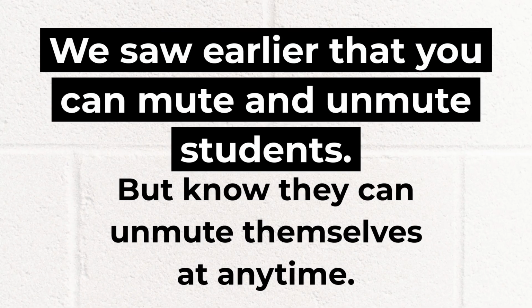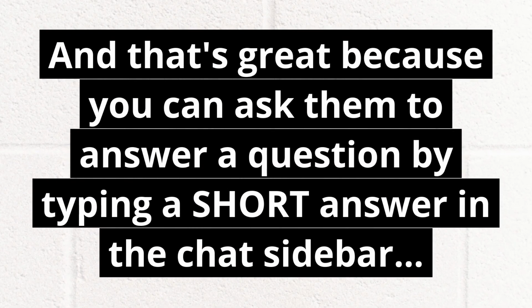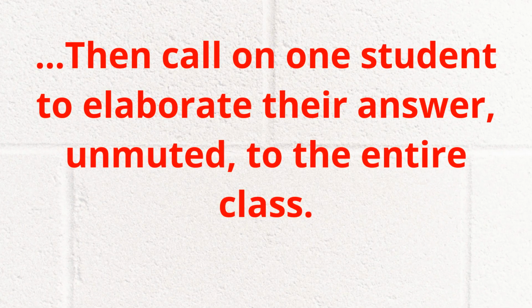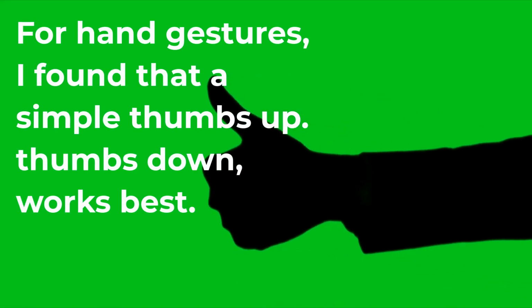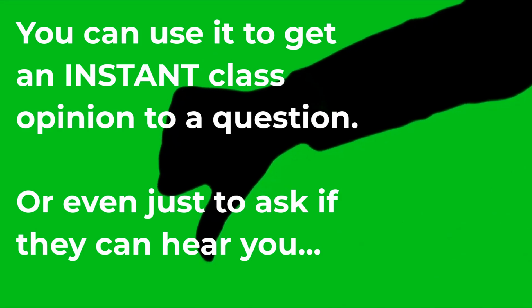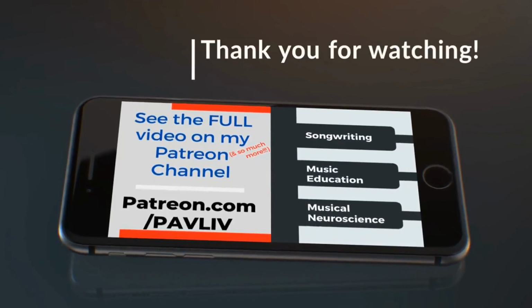We saw earlier that you can mute and unmute students, but know they can unmute themselves at any time, and that's great because you can ask them to answer a question by typing a short answer in the chat sidebar, then call on one student to elaborate their answer unmuted to the entire class. And for hand gestures, I found that a simple thumbs up, thumbs down works best. You can use it to get an instant class opinion to a question or even just to ask if they can hear you. And that's it, you're a pro.